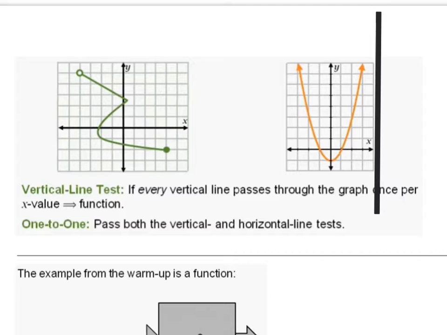Now, one-to-one means that you pass both the vertical line and the horizontal line test. Okay, so you could do the same thing and have a horizontal line and move that as well. And if you move that, this one passes the horizontal line test, okay, but this graph does not. What does that mean? It's the same thing, but going the other way.